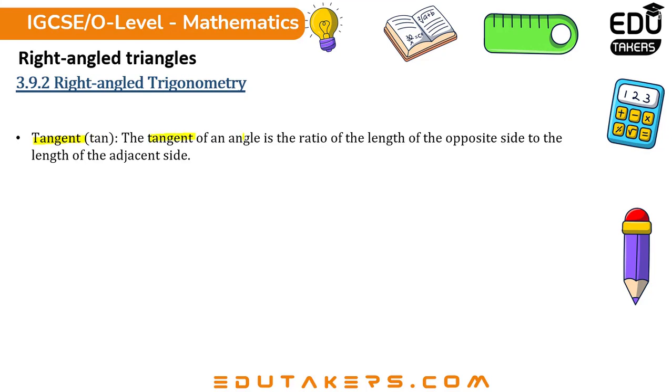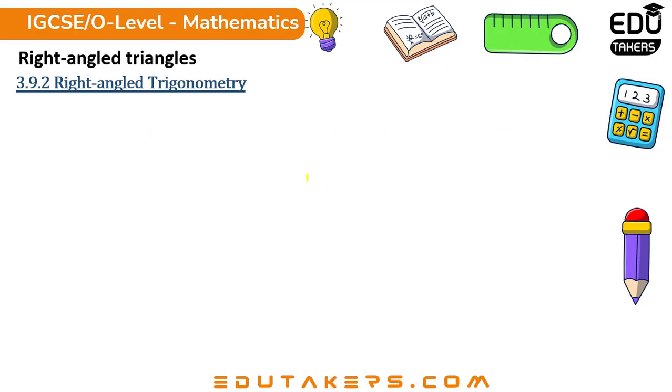Tangent. The tangent of an angle is the ratio of the length of the opposite side to the length of the adjacent side. Tan theta equals opposite over adjacent equals O over A. SOH, CAH, TOA is an easy way to remember the trigonometry ratios.